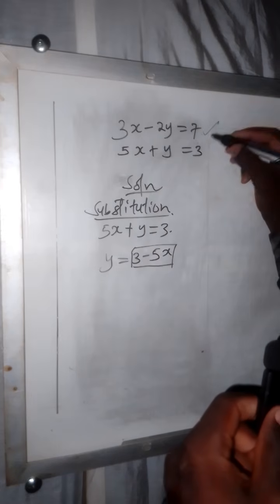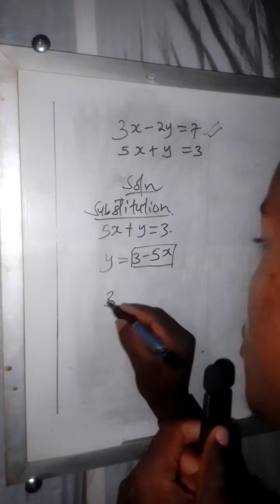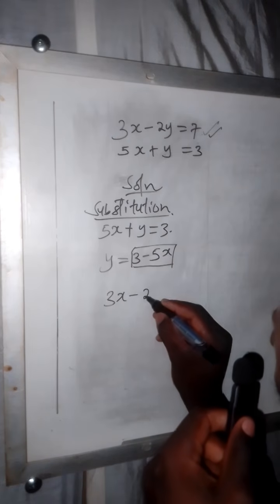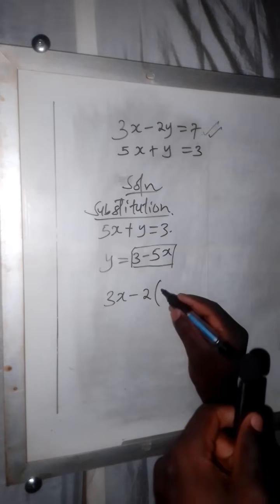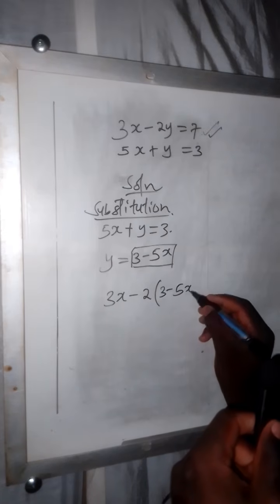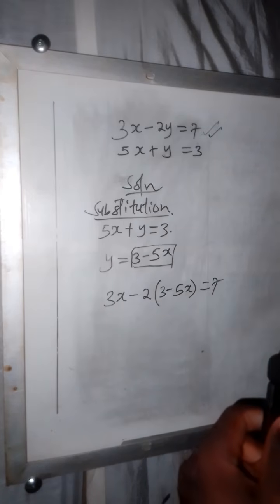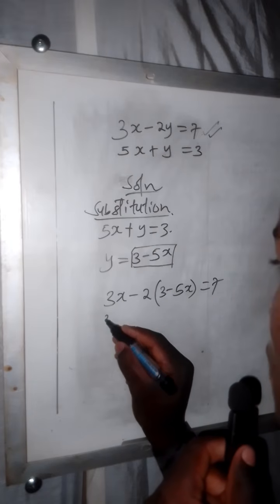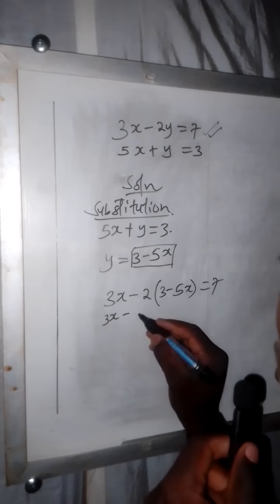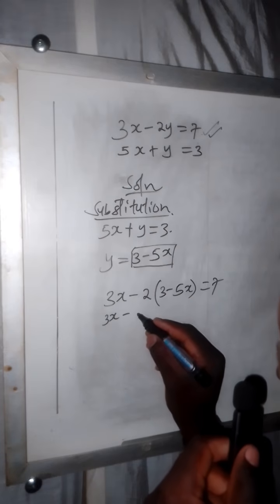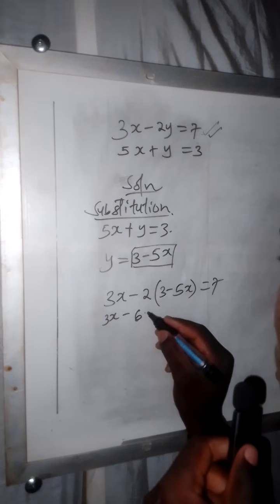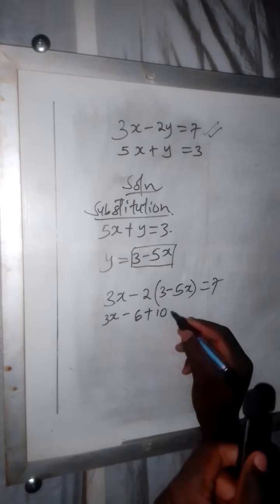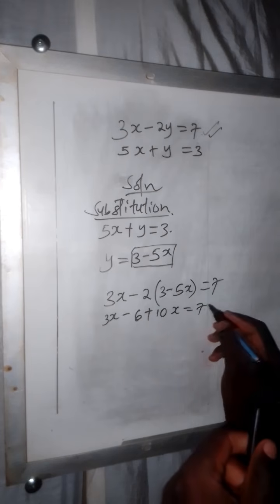So let's take this one, then we substitute this y. We have minus 2 into our y, which will be 3 minus 5x, is equal to 7. So this will give us 3x minus, this is 2 times 3, this is 6, negative times negative is plus 10x is equal to 7.